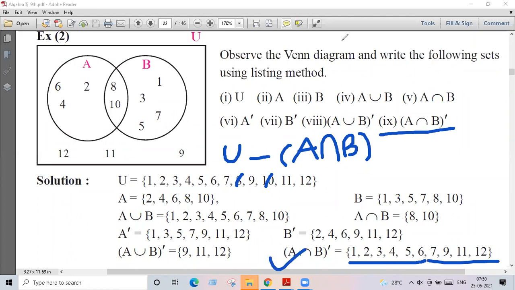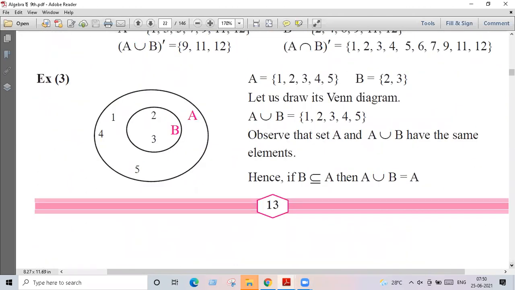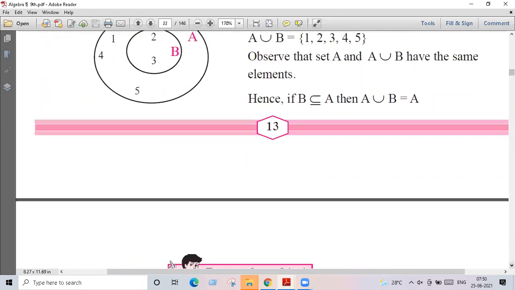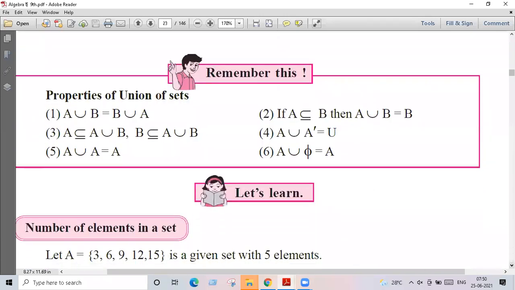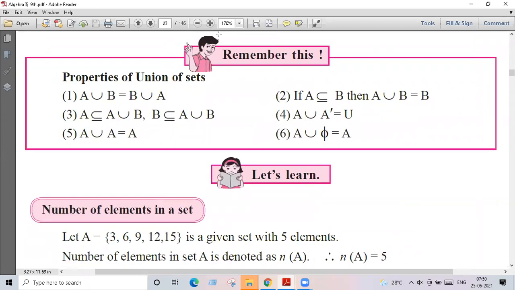ठीक है. खूप इम्पोर्टेंट क्वेश्चंस है तुम्हारा. इवन एग्जाम में ऐसे क्वेश्चंस आते रहते हैं. ठीक है. चलो तो पुढे. Then there are some properties given to you about the union of sets. जैसे हमने intersection of sets की properties देखी, same way we can see the properties of unions of sets. So first property is A union B is equal to B union A. Second property is if A is subset of B, then A union B is equal to B.